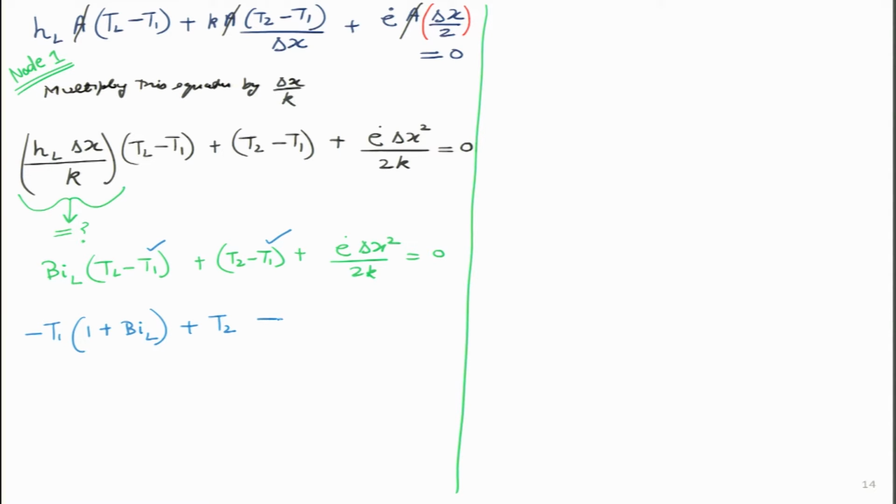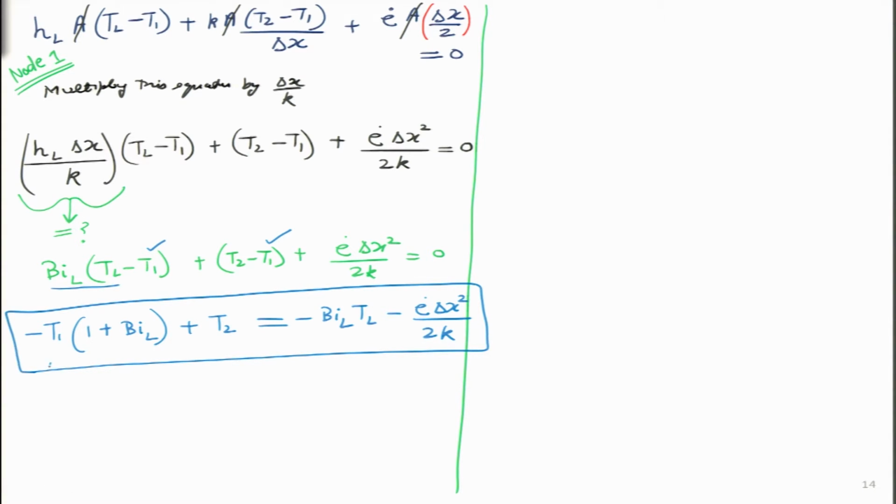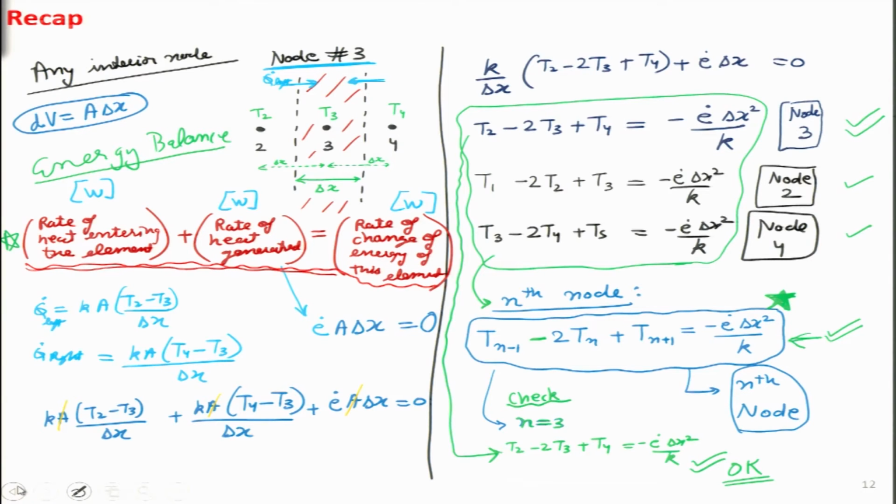And everything else I want to take on the right hand side. So, what I get is Biot left times T_left minus E dot delta x square by 2k. So, this is the final thing that I will put a boundary on over here, and this will become the equation for node 1. This is similar to the equation that we already had for node 3, node 2 and node 4.